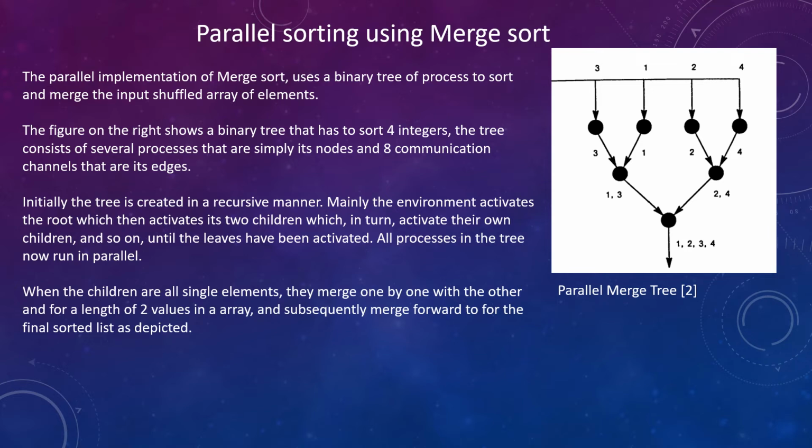So this is what parallel sorting using merge sort is, and this is how it's implemented. So we see when the children are all single elements, they merge one by one with the other and form arrays of 2 values, and subsequently merge forward for the final sorted list as depicted. So 1 and 1 getting sorted together, these 2 processes merge into a single process with a single array, and then we get a final output array, and that's how merge is subsequently moved forward. And this is how parallel sorting using merge sort works. Now let's go ahead.